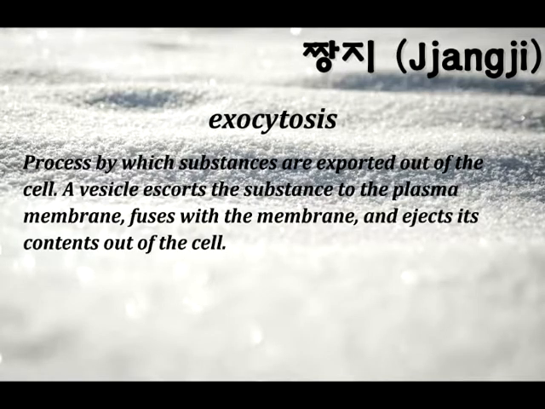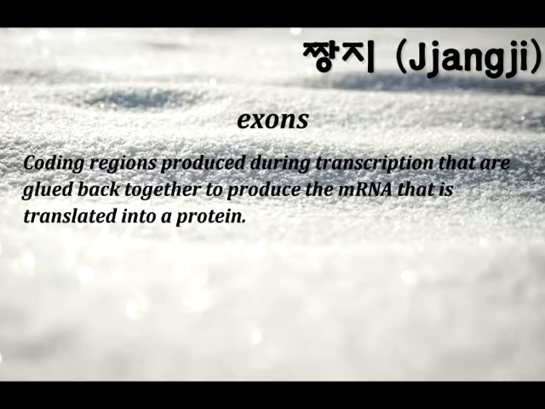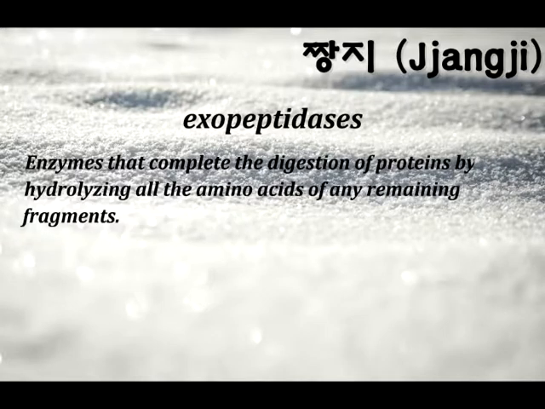Exocytosis, process by which substances are exported out of the cell. A vesicle escorts the substance to the plasma membrane, fuses with the membrane, and ejects its contents out of the cell. Exons, coding regions produced during transcription that are glued back together to produce the mRNA that is translated into a protein. Exopeptidases, enzymes that complete the digestion of proteins by hydrolyzing all the amino acids of any remaining fragments.